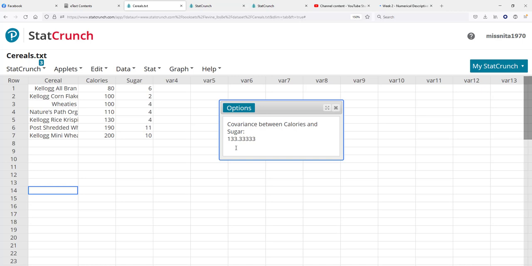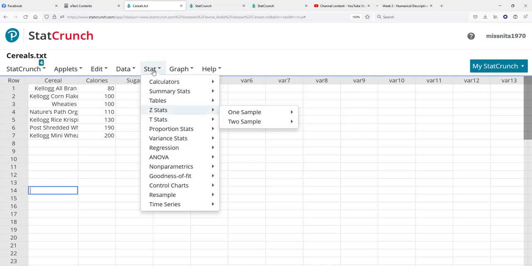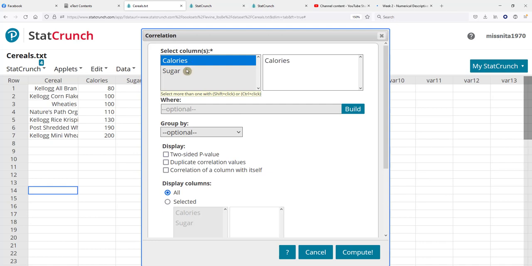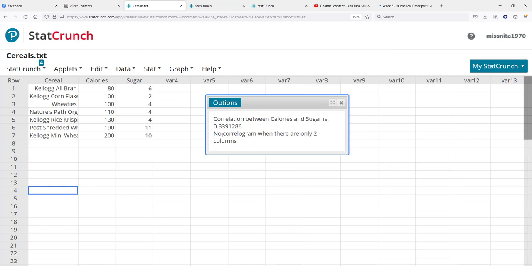So as you can see, that's greater than 0. So that basically tells me that my x and y variables are moving in the same direction. As calories increase, so do the grams of sugar. If we go ahead and do the correlation coefficient, we're going to go to Stat, Summary Stats, and then we're going to see something that says correlation. We click on that, select these two variables and hit compute. And it gives you an R value of 0.8391.